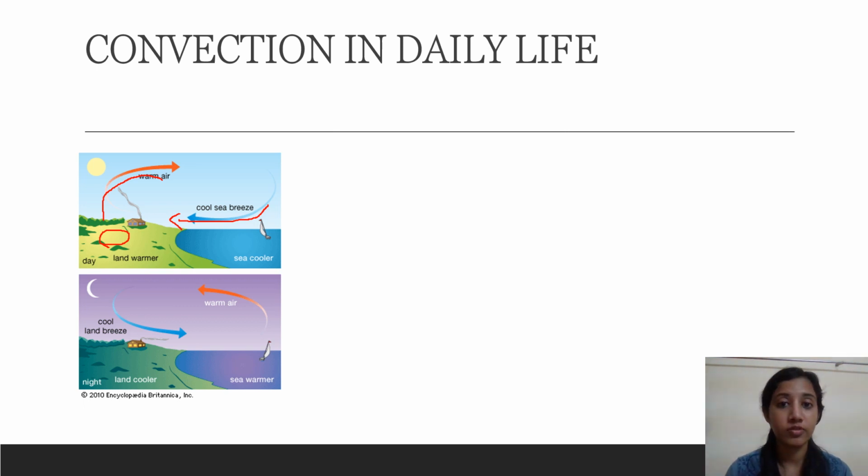At night, the reverse happens. The land will get cold first, while the sea will still be warm. And the warm air from the sea will come to the land, while the cold air from the land will go to the sea. So this is again a convection which happens with gas.